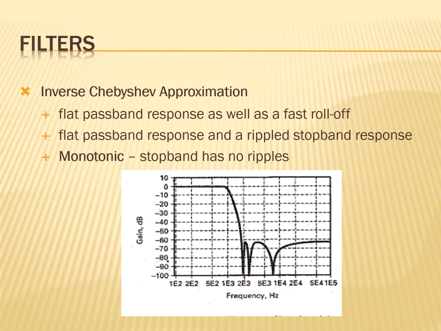So we have here a term, monotonic. What do we mean by monotonic? These are approximations wherein the stop band has no ripples. Our previous two approximations, the Butterworth and the Chebyshev, are said to be monotonic because they do not have ripples in the stop band. However, the inverse Chebyshev is not monotonic because it has ripples in the stop band.